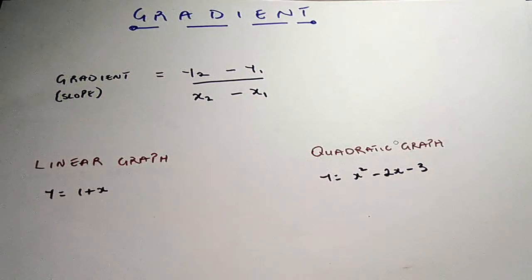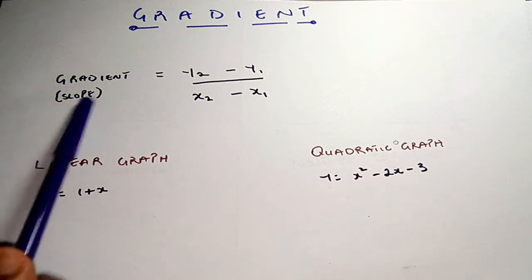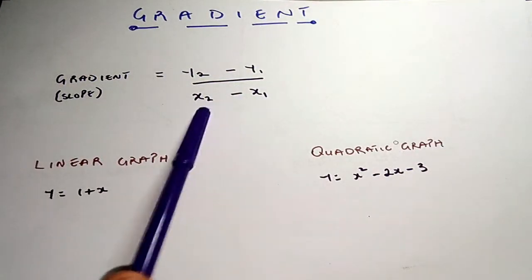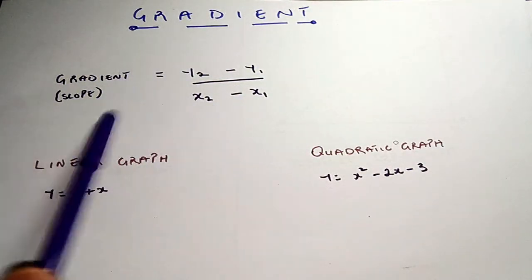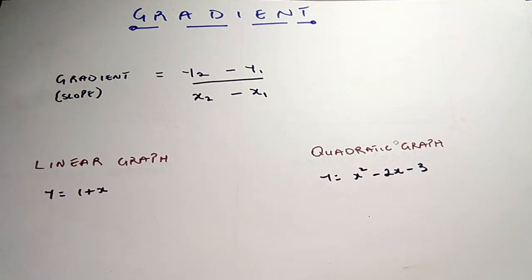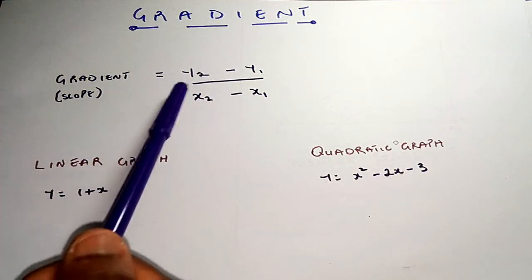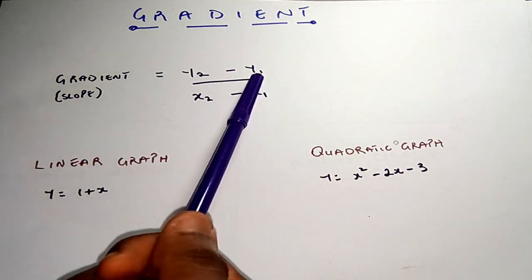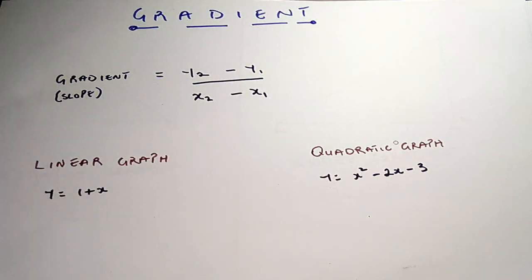What do you need to do when they ask you to find a gradient at a point? Well, the first thing you need to understand is this formula. Gradient is equal to (y2 minus y1) over (x2 minus x1). We can also call it slope, so that's just it. So you need to know the values for y2, y1, x2 and x1 on the graph.